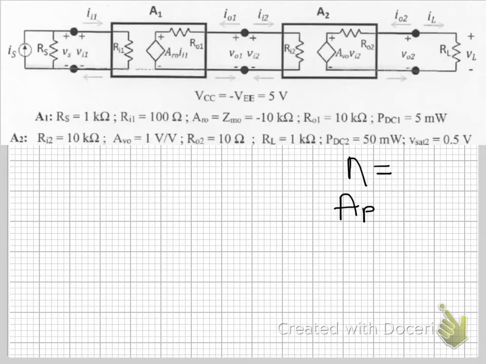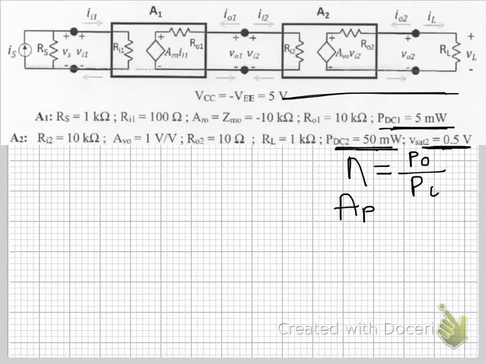Now our efficiency is output power over input power, right? Efficiency is always evaluated at the highest output of your circuit. So we know from this circuit that our saturation of the second stage is 0.5 volts, the power dissipated by the second stage is 50 milliwatts, and the power dissipated by the first stage is 5 milliwatts.